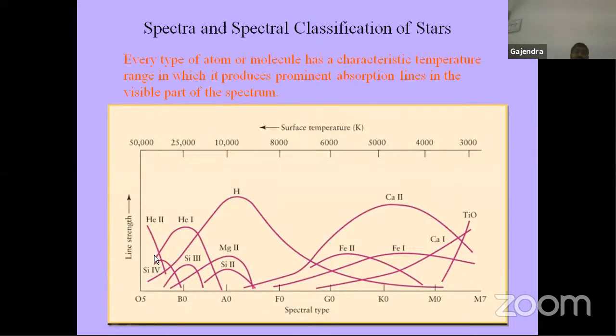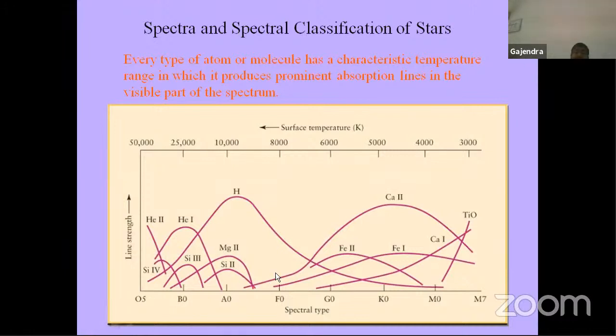Okay, so similarly, other lines are also shown, like ionized calcium. This is how the strength of the line goes. When the star is cool, around 5,000 K, the calcium 2 lines are the strongest. And then when the star heats up, the strength of calcium 2 lines decreases.